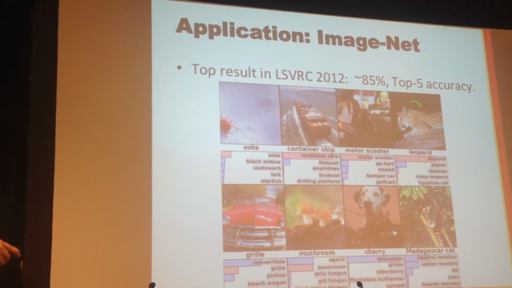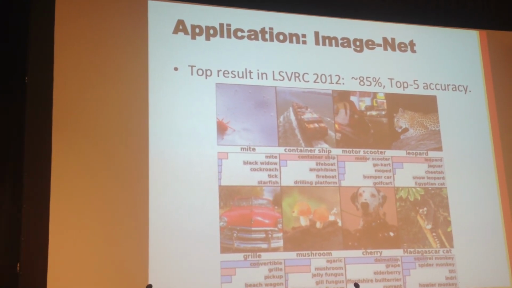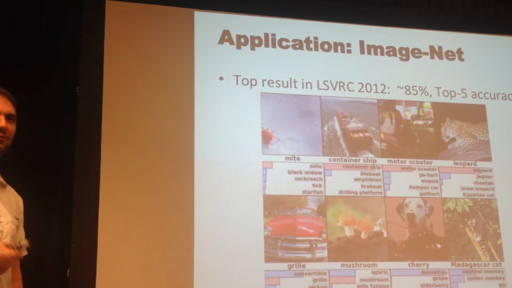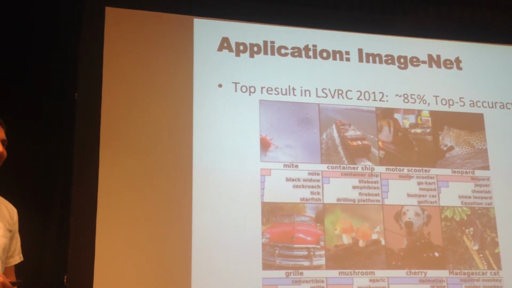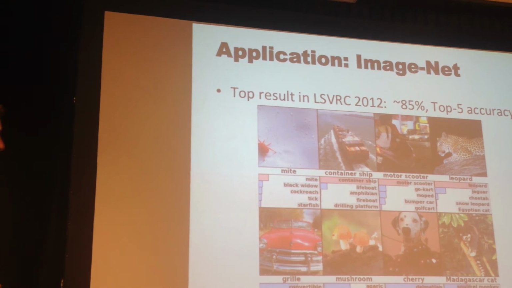So these are some of the results. I showed you the leopard earlier at the beginning of the talk, but some of these are pretty interesting. Like this image down here, the real label was a cherry, but the neural network says this is a Dalmatian, which seems fair to me. So some of those are fun.